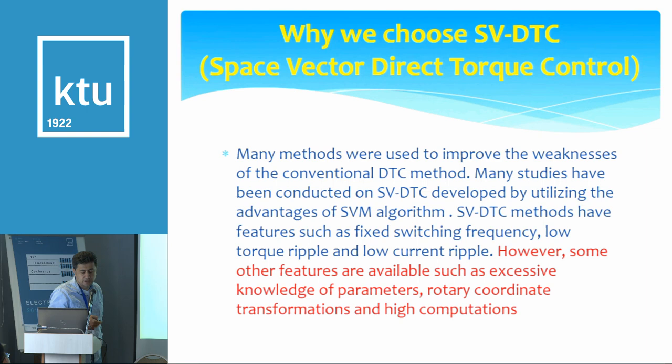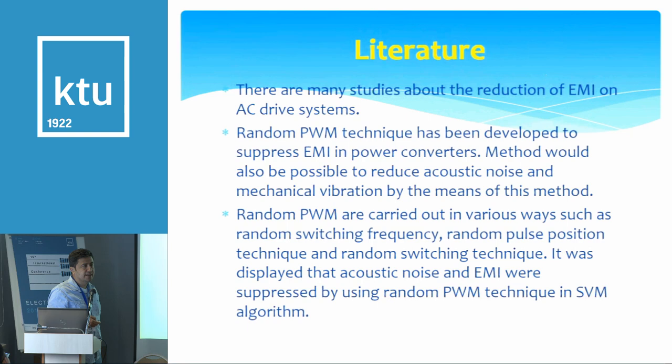In literature, there are many studies on reduction of electromagnetic interference. Random PWM techniques have been developed for this aim. Random PWM is carried out in various ways, such as random switching frequency, random pulse position technique, random switching techniques, and so on. It was shown that acoustic noise and electromagnetic interference were suppressed by using random PWM techniques in space vector modulation algorithms.